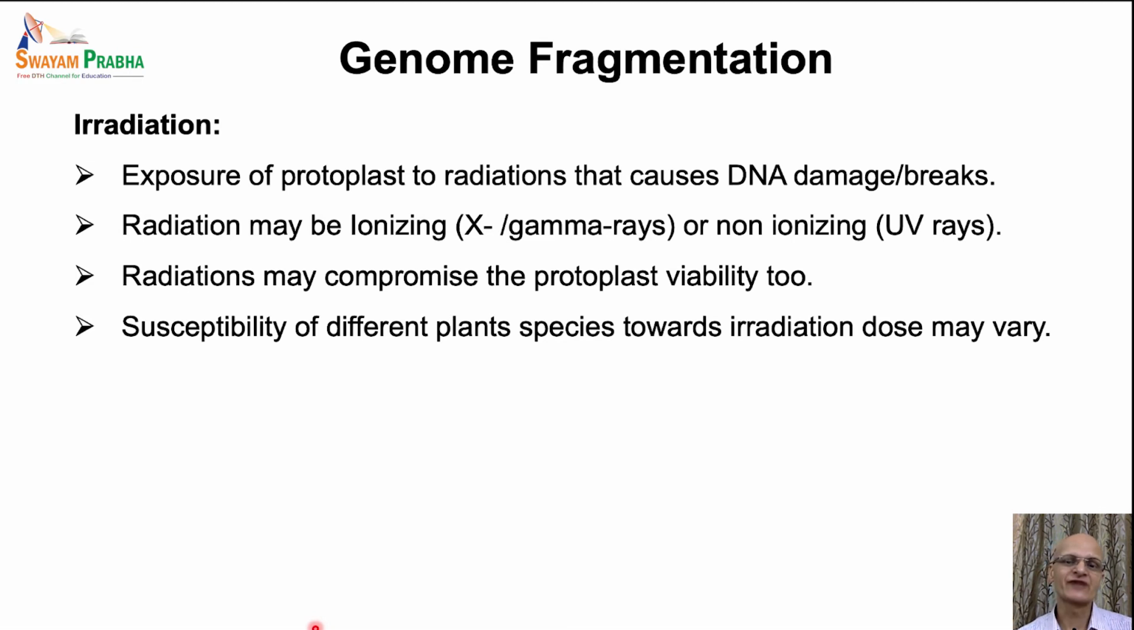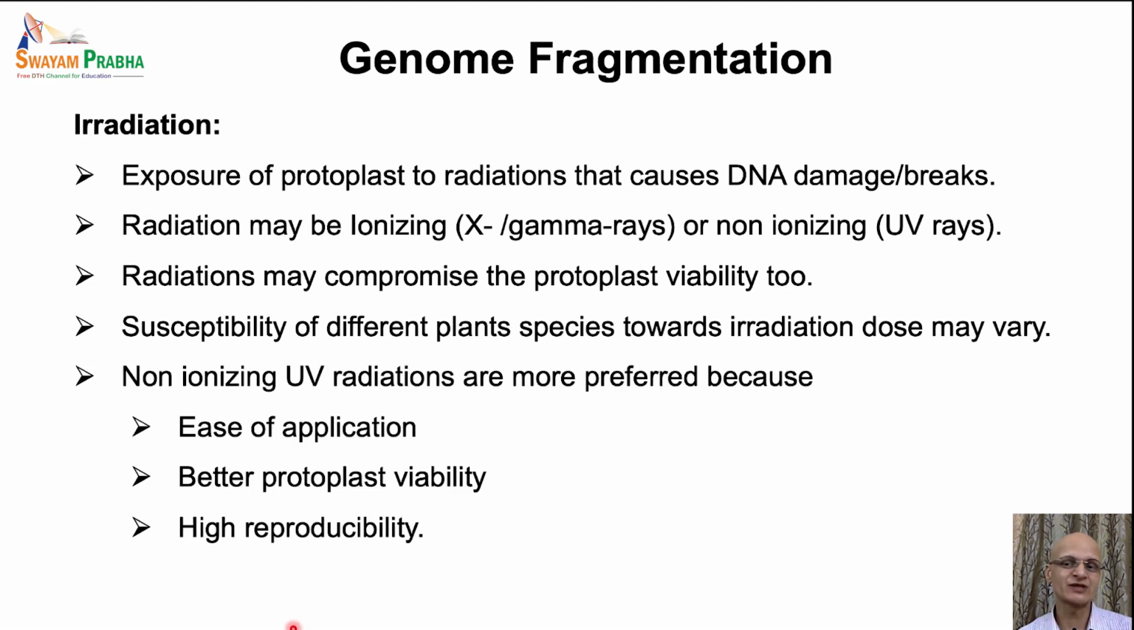Though both types of radiation have been used successfully to generate the asymmetric hybrids, the non-ionizing radiations like the UV radiations are preferred over the ionizing radiations because their application is relatively easier. The ionizing radiations further may cause unintended effects and compromise the protoplast viability. Further, the reproducibility among the various experiments is also much better in case of the non-ionizing radiations as compared to the use of ionizing radiations.